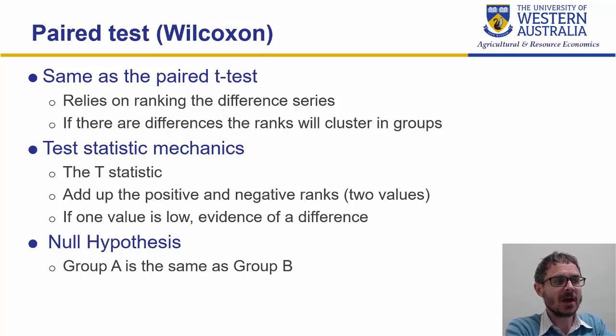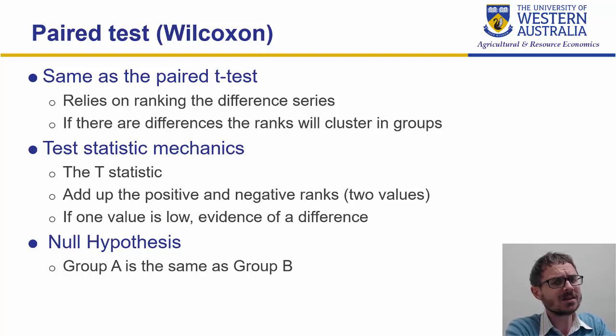So remember, the paired t-test doesn't rely on the population being normally distributed, but if the population is not normally distributed, it does rely on having a relatively large sample. And if we don't have a normally distributed population and we don't have a relatively large sample, we have to worry about the validity of conducting a paired t-test. So when those circumstances arise, we conduct the Wilcoxon test.